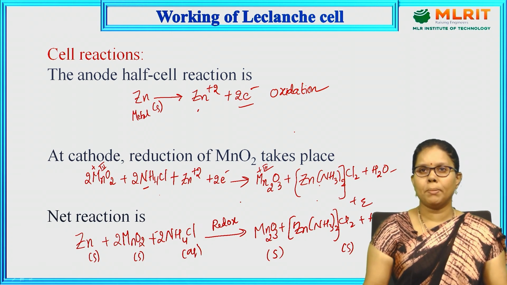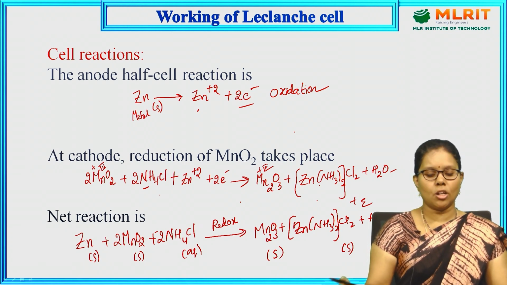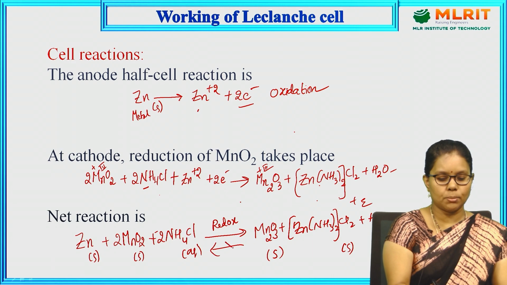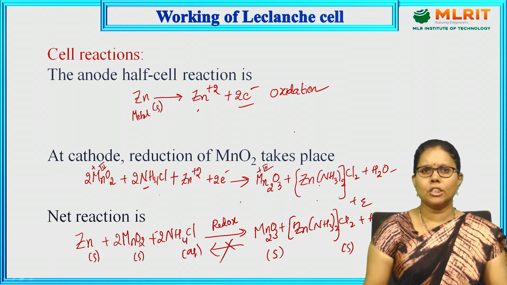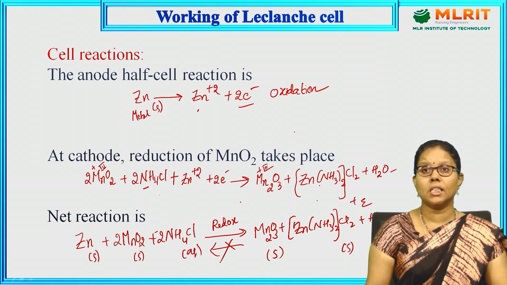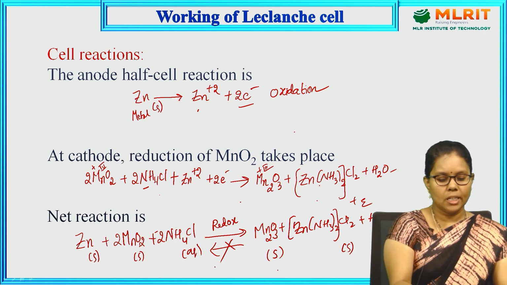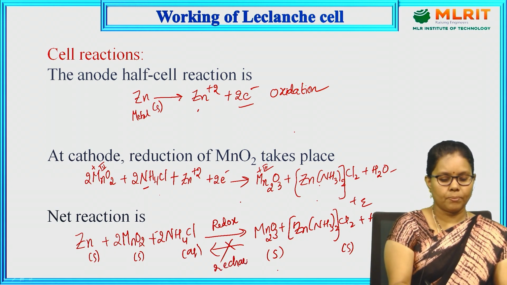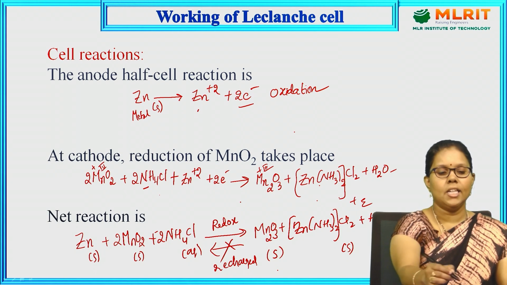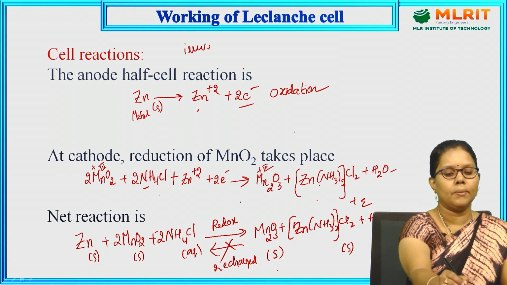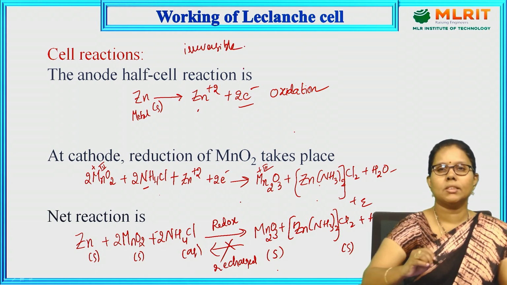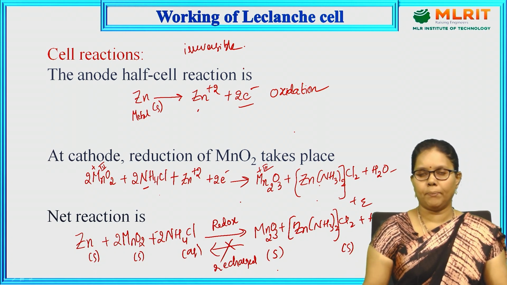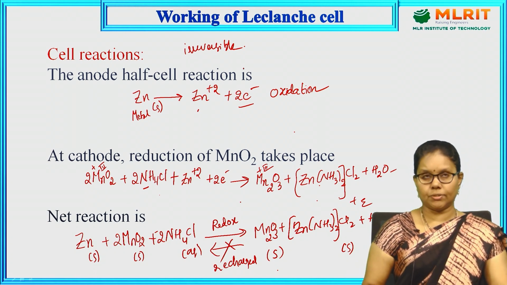This is a primary battery. The electrochemical or redox reaction is not reversible. If you supply electricity, the reverse reaction does not happen, because this is a primary battery, an irreversible battery. It cannot be recharged. The Leclanché cell is an irreversible battery. Let us move to the next one.